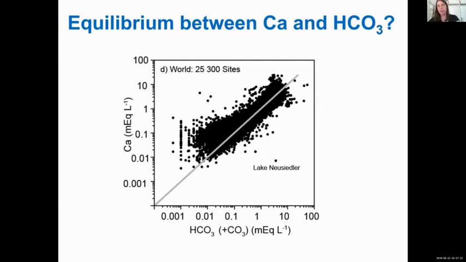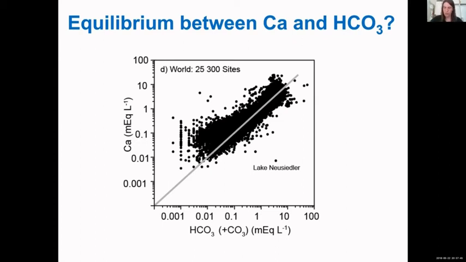And if we have the regression line, we see, yeah, on a global scale, the points follow quite nicely the one-to-one regression line. We have this Lake Neusiedler, which is a little bit an outsider. But otherwise, it fits the pattern quite nicely. So this means on a global scale, we have an equilibrium between calcium and bicarbonate.